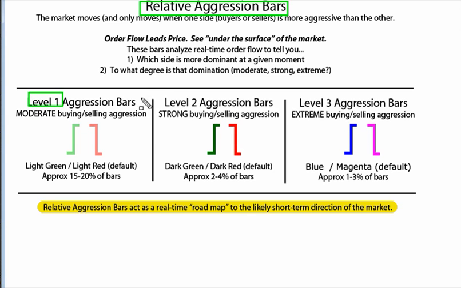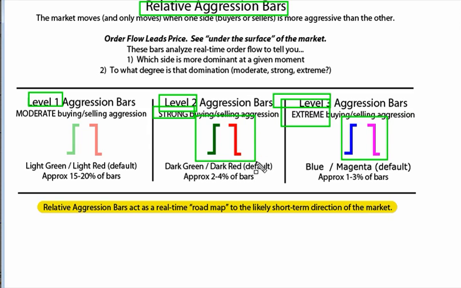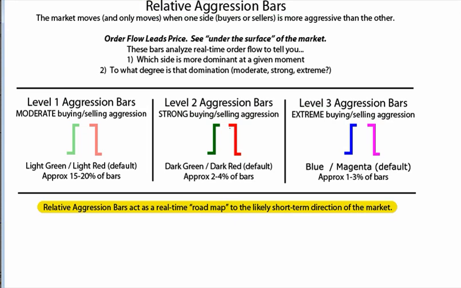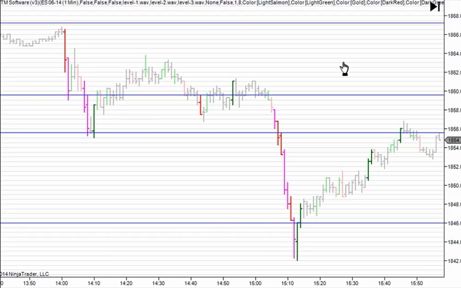So we've got level 1, level 2, and level 3 aggression bars, and we especially want to focus in on these level 2 strong and level 3 extreme aggression bars, both buying and selling bars, because that's telling us within the order flow which side, buyers or sellers, is more aggressive cumulatively, collectively within the market, because that information right there is going to give us a pretty good roadmap to the short-term direction of the market. And when you combine that with the bigger picture market analysis that we do each night, it can give you a much better edge.